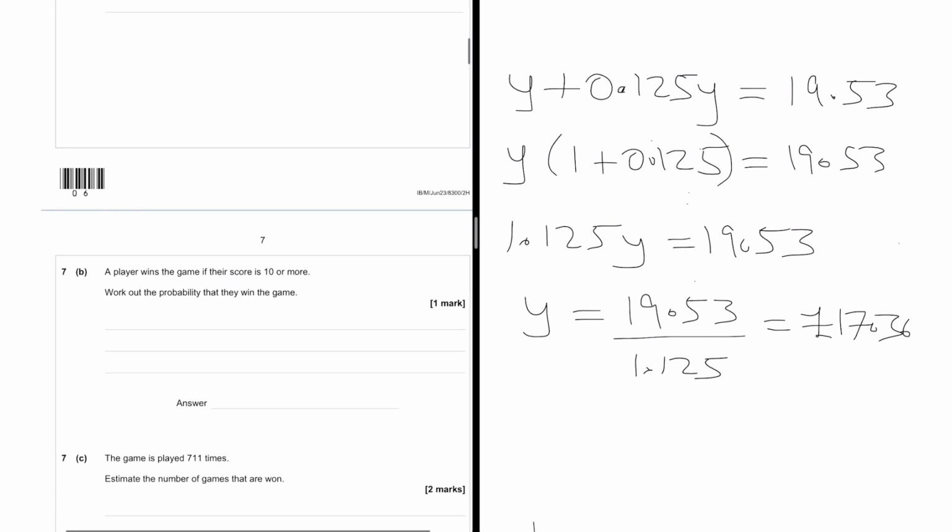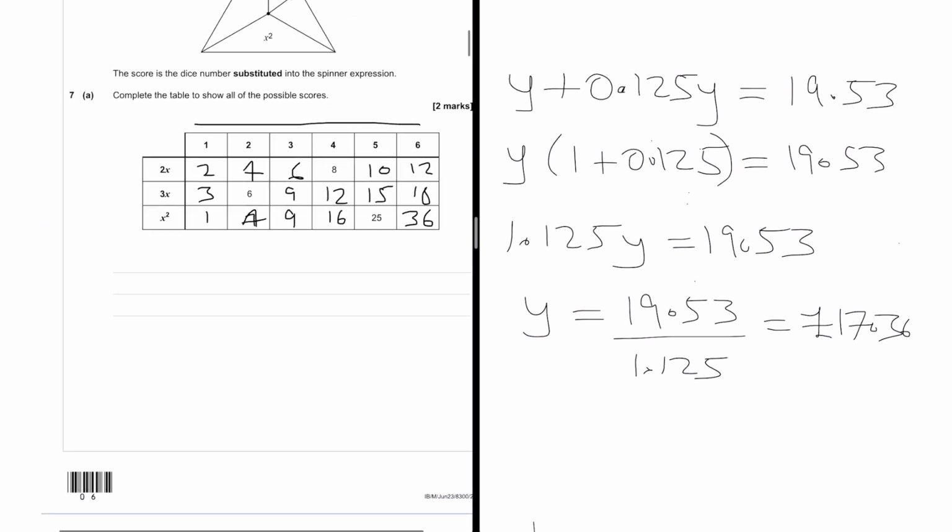And then for part B, a player wins the game if their score is 10 or more. Work out the probability that they win the game. So if we just go back up and look at this table, where are the values which are equal to or greater than 10? Well, they exist in this section here, which I'm just drawing out. So how many values sit in there? Well, we've got 1, 2, 3, 4, 5, 6, 7, 8.